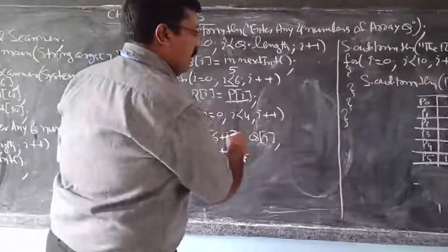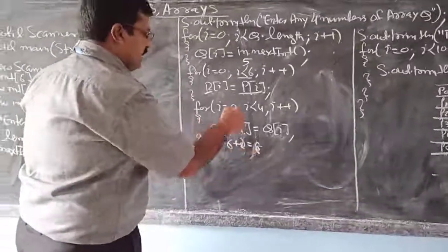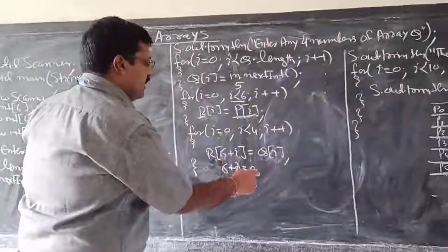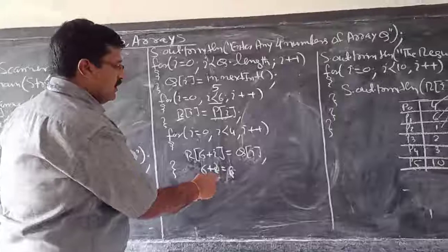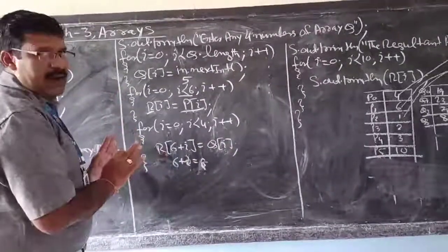So like this we will go on storing all the numbers. The first time 6 plus 0, 6 at 6th place, next time 6 plus 1, 7 at 7th place, next time 6 plus 2, 8 at 8th place, and last time 6 plus 3, 9. Till 9 all the numbers will be stored. So we have merged both the arrays into R array.